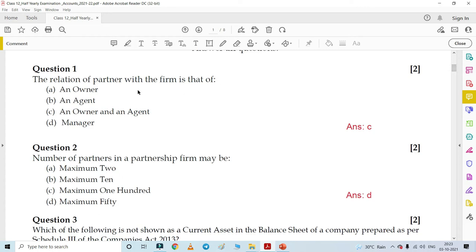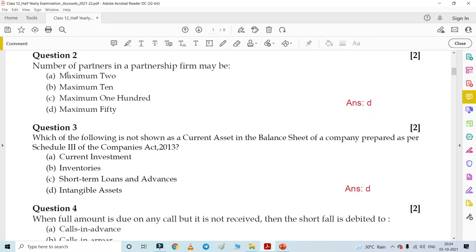Here is the first question for you: the relation of a partner with the firm is that of an owner, an agent, an owner and an agent, or a manager. Now you should remember that partners also act as an agent, and as you know, all the partners are the owner of their firm. So that is why both should be there. That's why option C is correct. That means an owner and an agent. This would be the correct option.